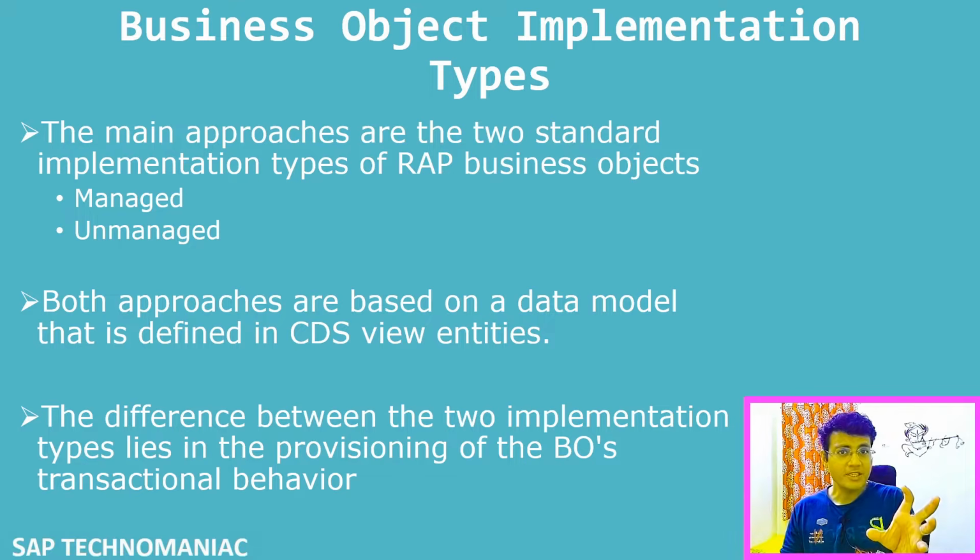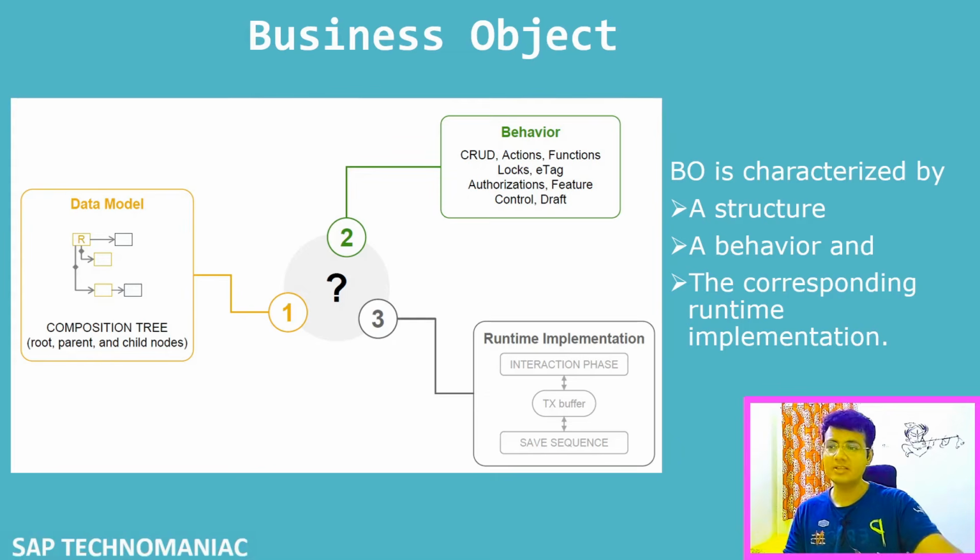So we need this business object, which has the second and third parts, the behavior definition and the behavior implementation. This business object can be implemented in two ways: either the managed way or the unmanaged way. The managed and unmanaged will be decided based on what kind of applications you want to develop and what you already have available. For both scenarios, the data model is obviously required, on top of the CDS entities. Apart from the data model, we have the behavior and the runtime implementation.